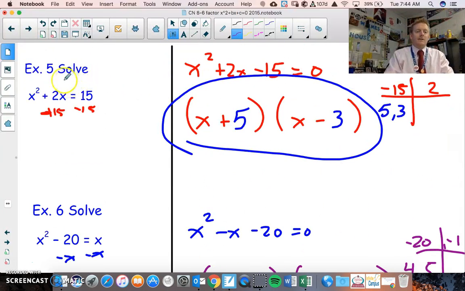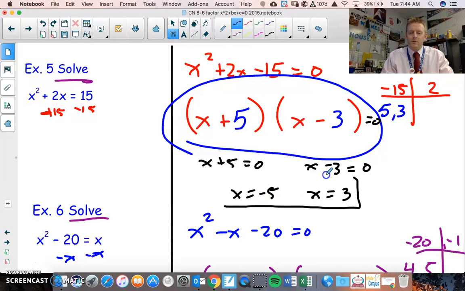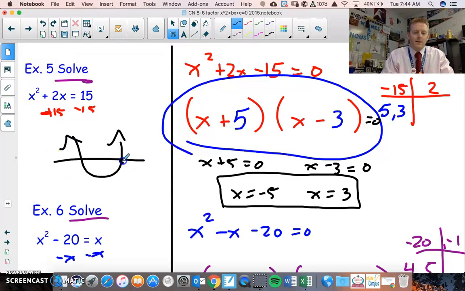Now, because it says solve, let's go back to the solve step. Because it says solve, we have to do our zero product property. So if we have the zero product property, that means that these multiply together to make a 0. I have to solve each one of these equations. x plus 5 equals 0 and x minus 3 equals 0. When I solve them, x is equal to a negative 5, and x is equal to a positive 3. So these are the two solutions when we solve them. Remember, they're the roots of our problem, where they cross the x-axis.